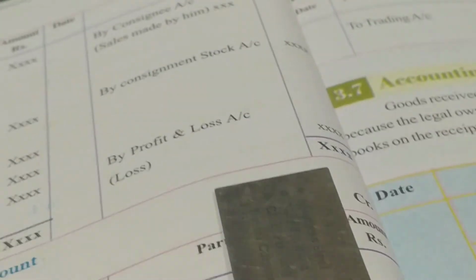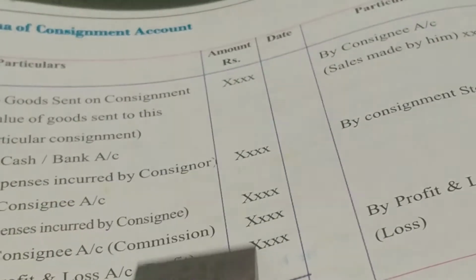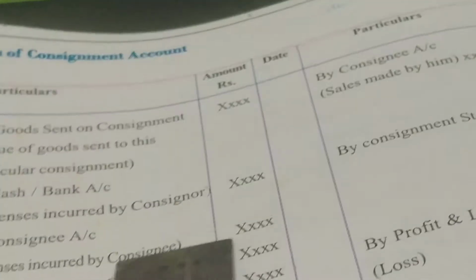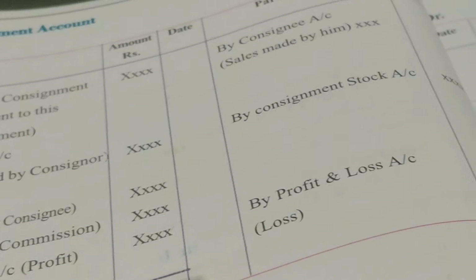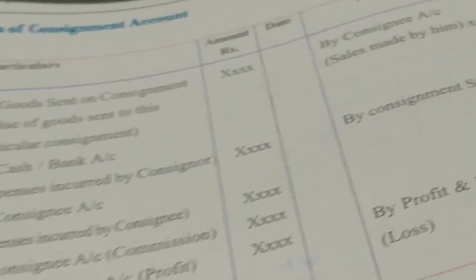So this is the amount which the consignor is supposed to get, and this is the amount which the consignor is supposed to give to the consignee. So basing on this, the difference balance will decide whether we got profit or loss. So this was about a consignment account.